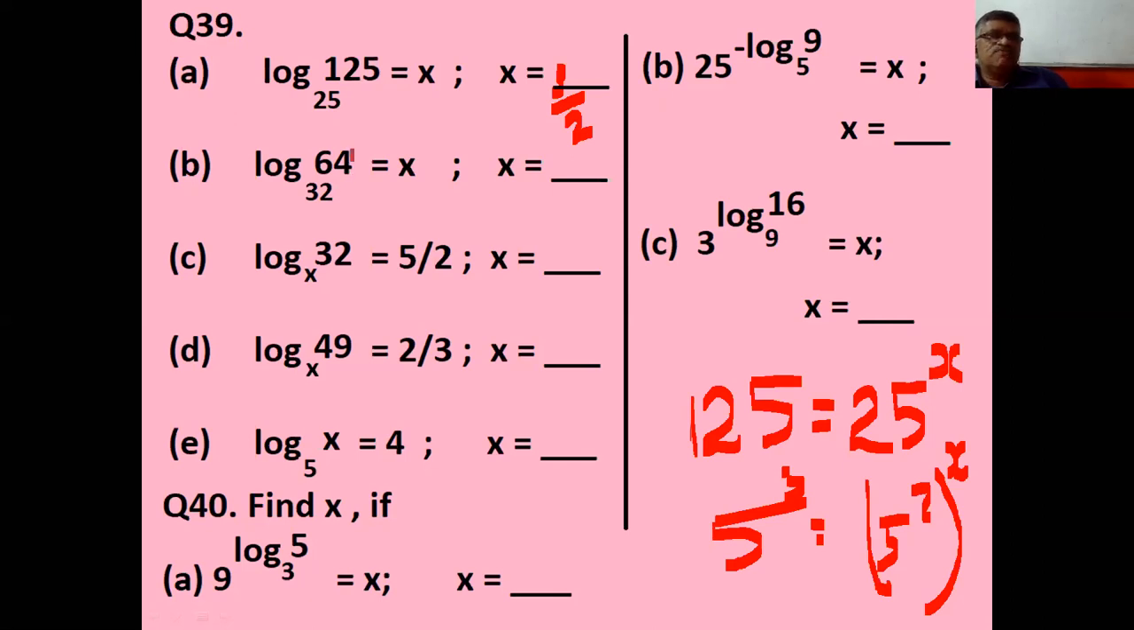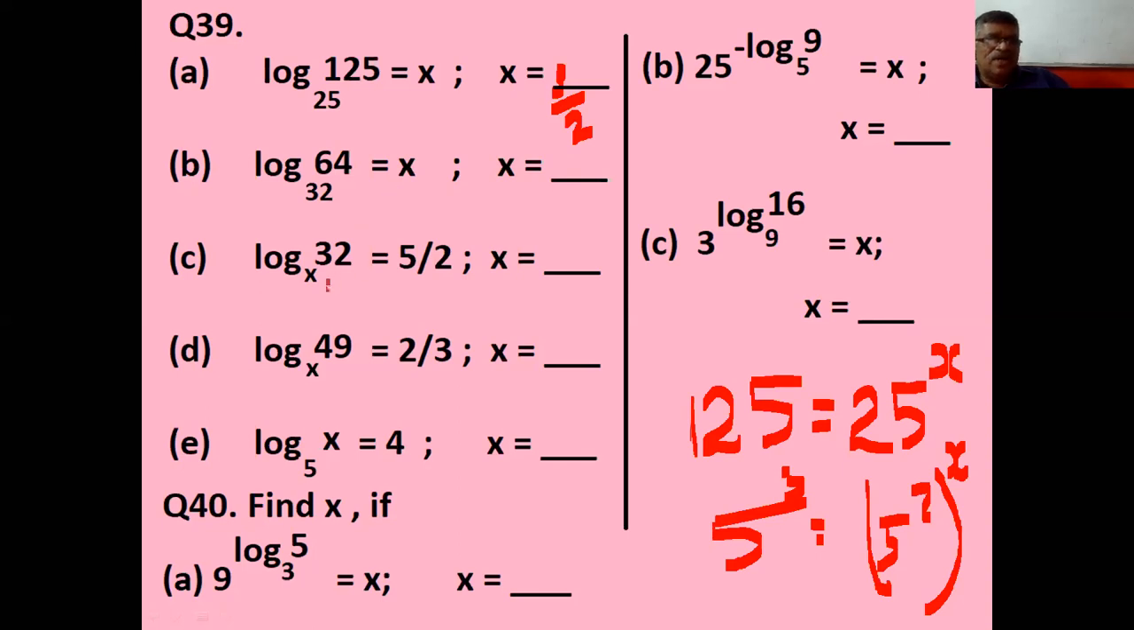What is log 64 to the base 2? You take any base. Let us take the common base 2. Log 64 to the base 2 is 6. Log 32 to the base 2 is 5. So the answer is 6 by 5. Otherwise you write 64 equal to 32 raised to x. 64 is 2 raised to 6. 32 is 2 raised to 5. So 2 raised to 6 equal to 2 raised to 5x, or 6 equal to 5x, x equal to 6 by 5.